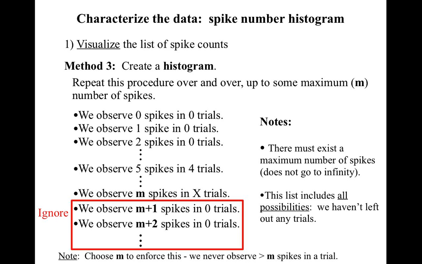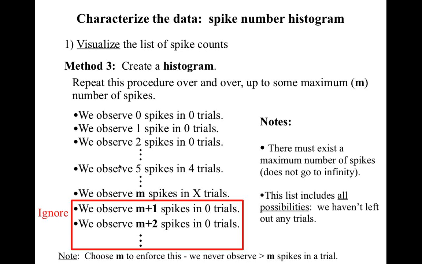As we start developing models of neurons, we'll see that, for example, there's a refractory period after a neuron spikes, and it can't spike again after that refractory period. So we can use biological reasoning to argue that there must be a maximum number of spikes M that we can observe in a trial. And this list, once we've constructed it in this way, consists of all possibilities. So we haven't left out any trials.